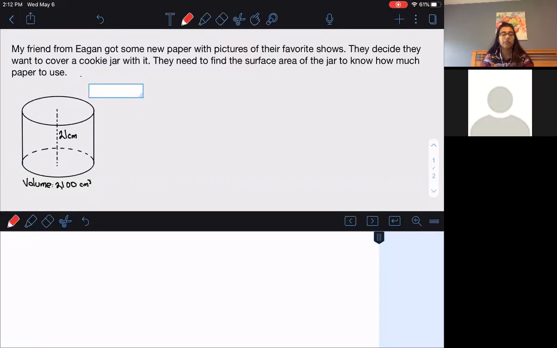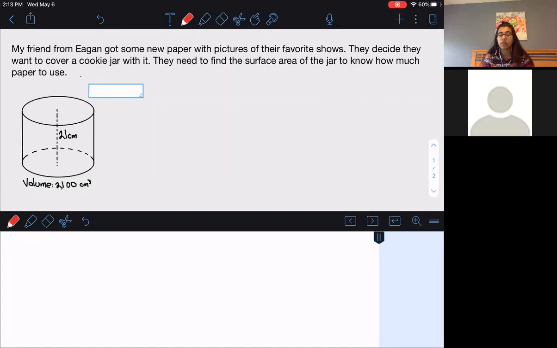Let's talk about a problem involving some surface area and volume. Let's say my friend from Egan High School got some new stationery with their favorite pictures of their shows and movies on it. Some Marvel characters and comic characters were on it, and they were so excited to use it. They decided to cover one of their cookie jars with it to make it more decorative and festive. So they needed to find the surface area of the cookie jar so they would know how much they would need to cover.